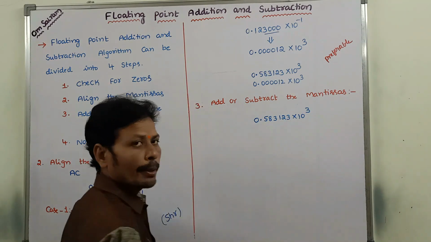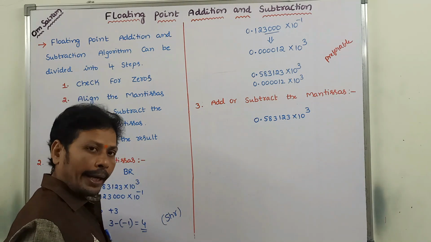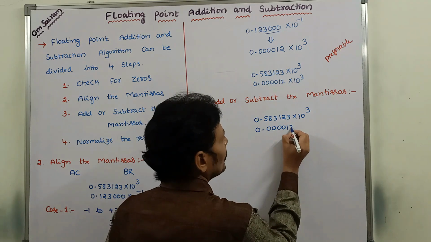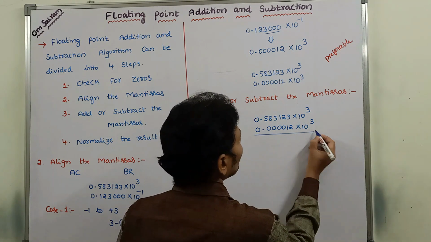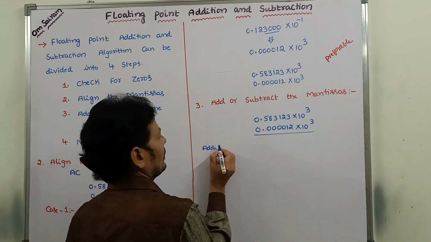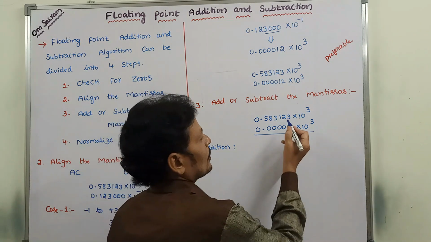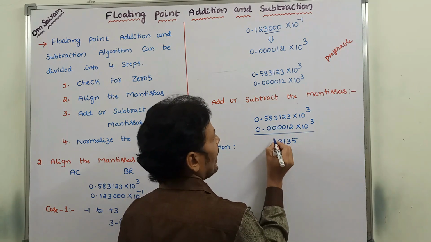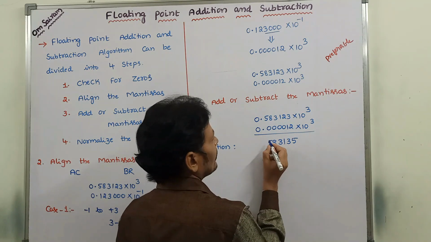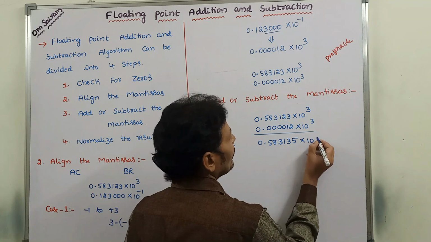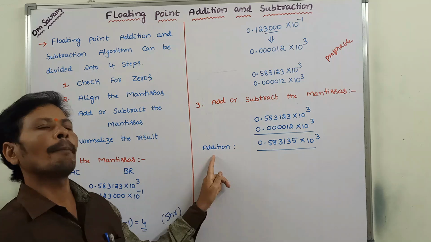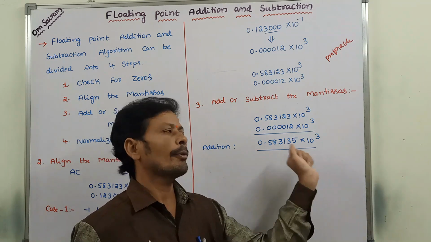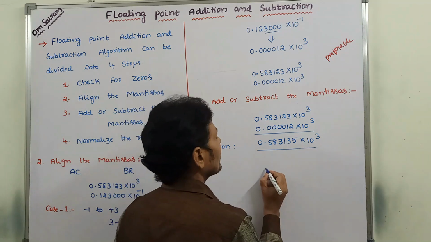0.583123 × 10³. This is the first floating point number. The second floating point number is aligned. After aligning the second floating point number, we are getting 0.000012 × 10³. Now we are performing the addition operation. 3 + 2 = 5, 2 + 1 = 3, 1 + 0 = 1, 3 + 0 = 3, 8 + 0 = 8, 5 + 0 = 5. So 0.583135 × 10³. After adding the mantissas obtained from step 2, the result is 0.583135 × 10³.